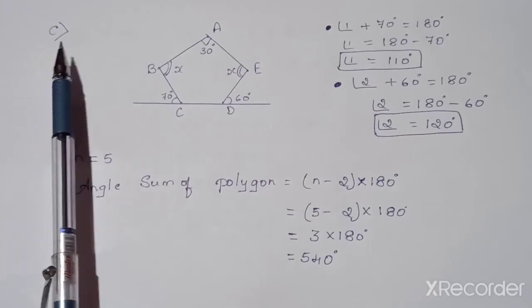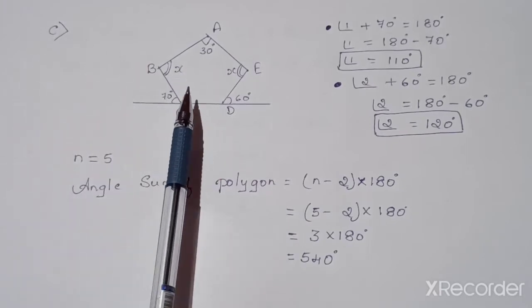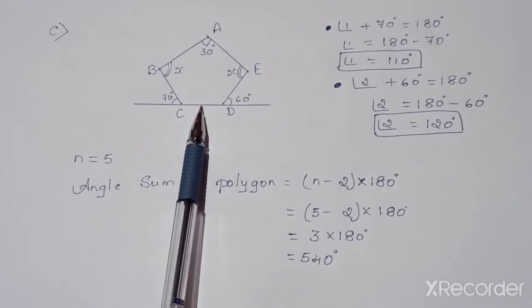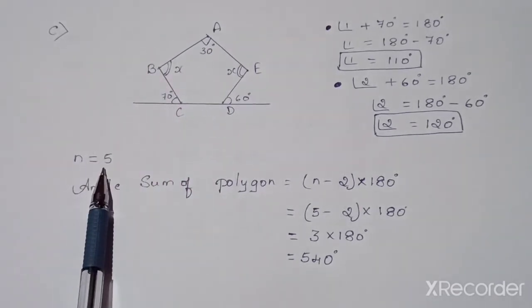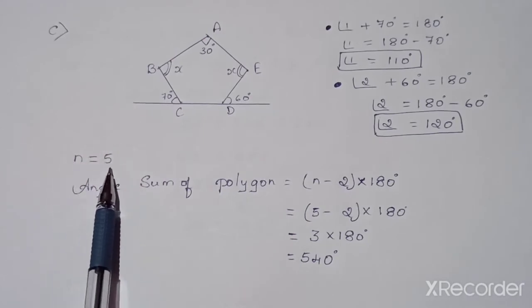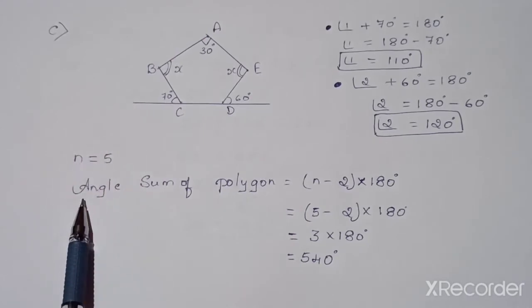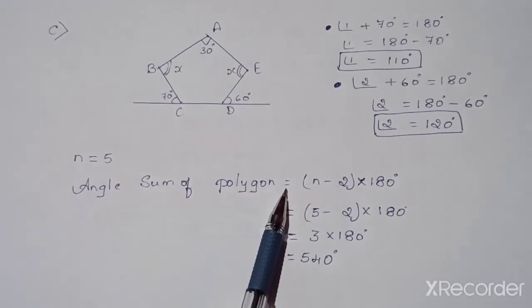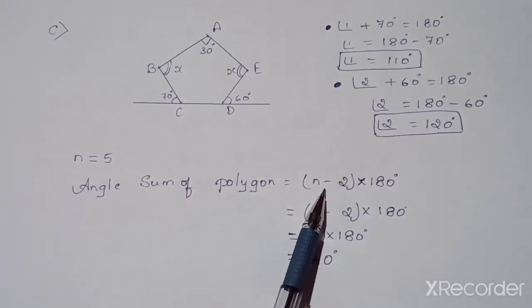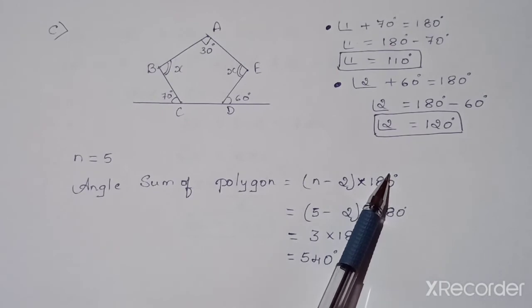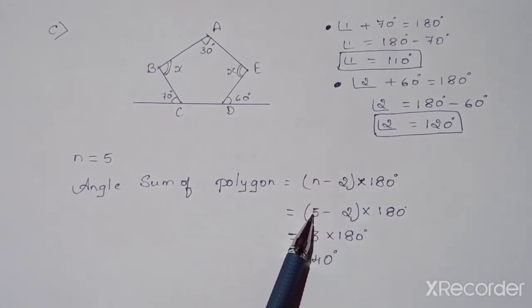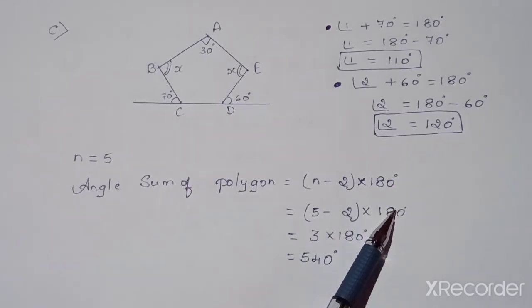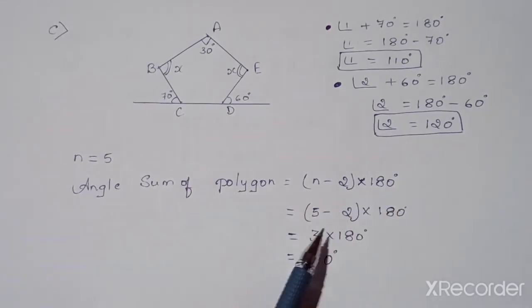Question C. We can see the pentagon here. Pentagon means there are 5 sides in this. So 1, 2, 3, 4, 5. Then n is equal to 5, the number of sides is equal to 5. The angle sum of a polygon, this is the formula, is n minus 2 into 180 degree. So 5 minus 2 into 180 degree. 5 minus 2 is 3. 3 into 180 degree is 540 degree.